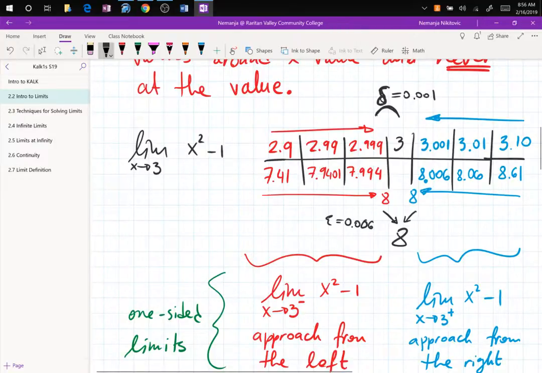So you see that extremely small delta produces extremely small epsilon, and as you are making delta smaller, epsilons would be smaller because these numbers will be marching and being closer and closer and closer to 8. So that's what it means.